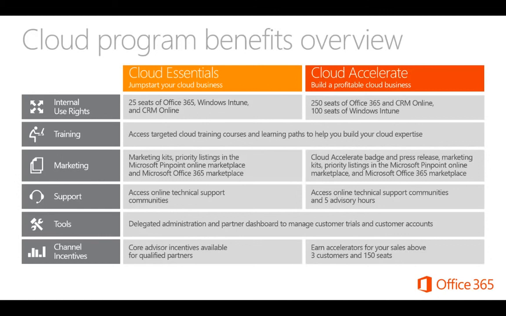Both get access to the delegated administration and partner dashboard to allow you to offer trials to potential customers and then to manage their accounts once they have signed up. You get paid, of course, for signing customers up, whether you're Cloud Essentials or Cloud Accelerate. If you're Cloud Accelerate, once you've deployed to at least 3 customers and sold 150 seats, there are actually additional accelerators allowing you to earn more money on your sales above those 3 customers and 150 seats.